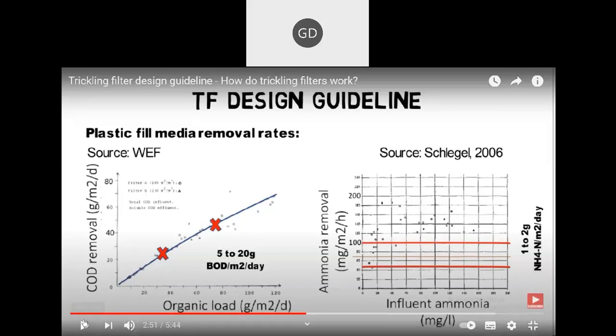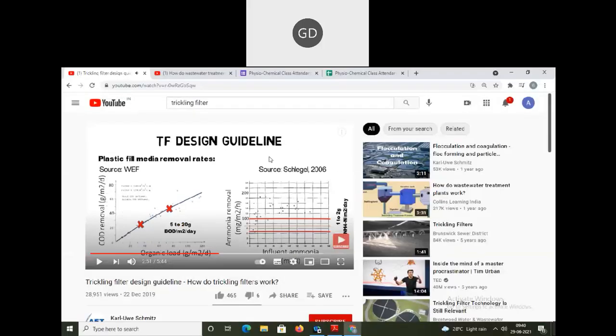Plastic fill media is a... Okay, so the design part is not needed. You have seen the video. So, sure.